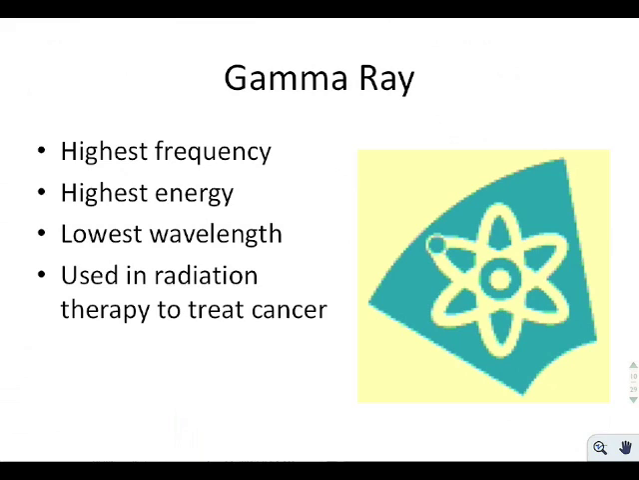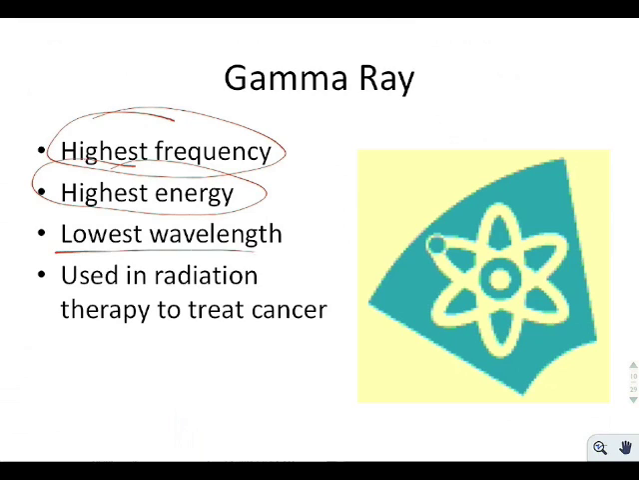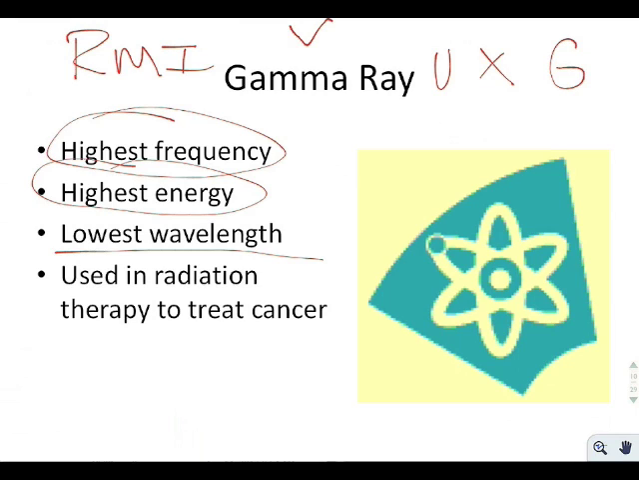Gamma rays are the highest in energy and the highest in frequency. They are the smallest in wavelength. Gamma rays represent the extremes. Remember we have radio, micro, infrared, and we had visible in the middle. And now we have UV, X, and gamma. A lot of times you'll see gamma abbreviated with this. This right here is the Greek letter for gamma. It's kind of like a fish that's facing downward. That represents a gamma ray.